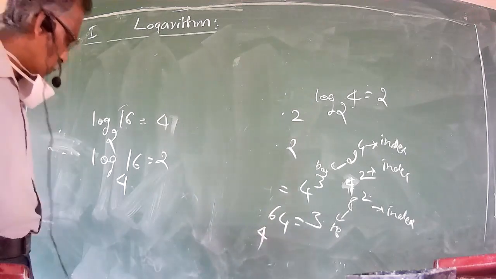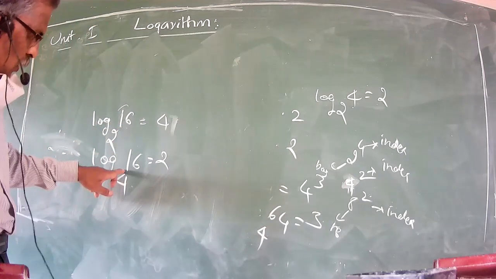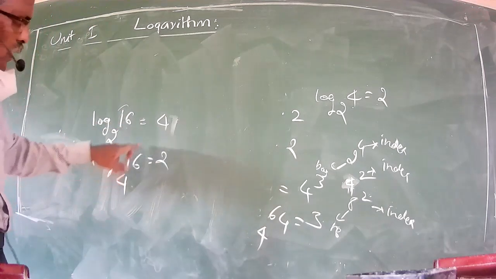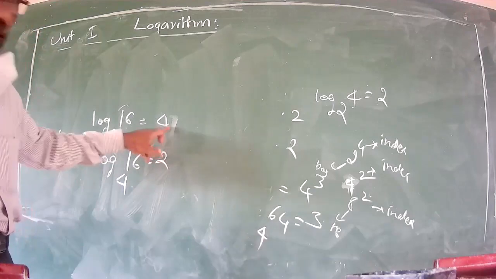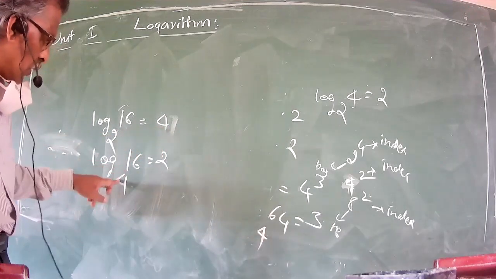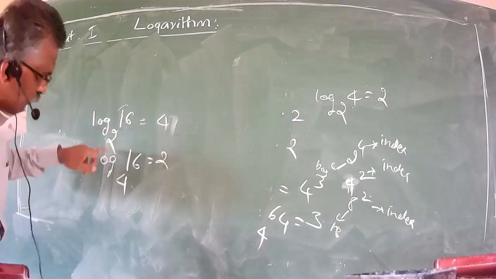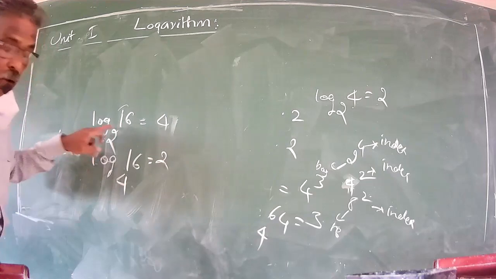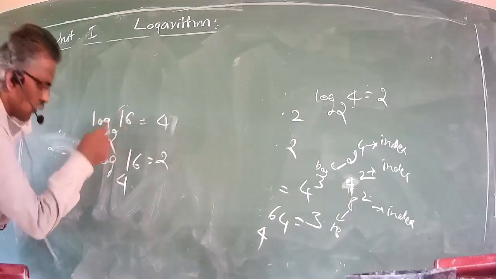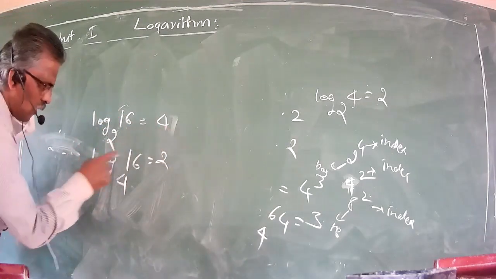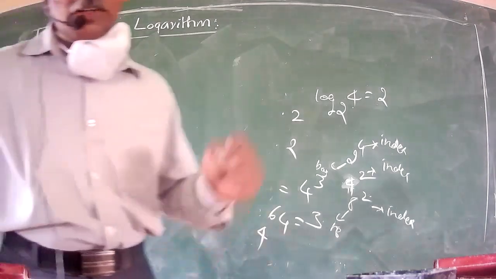Here also it is log of 16, but the answer is 4. Here we say log of 16 is 4, but here log of 16 equals 2. But see, what is the difference here? The base is different. So reading is like this: log of 16 to the base 2 equals 4. Log of 16 to the base 4 equals 2. So here the base is very important.